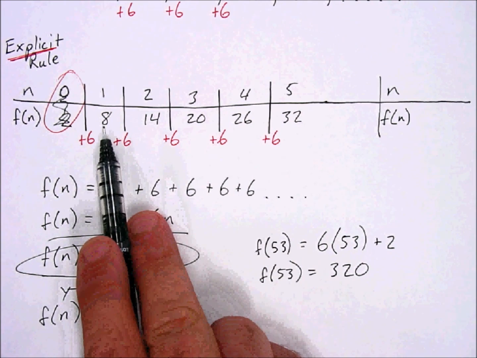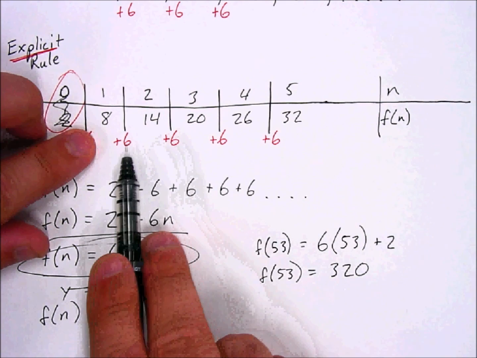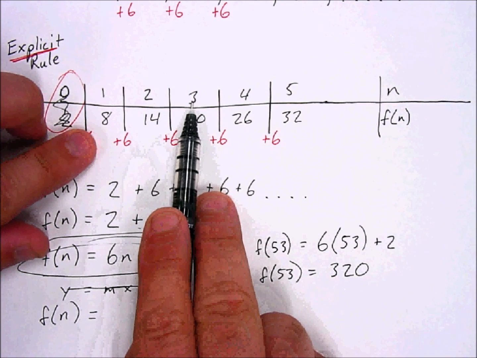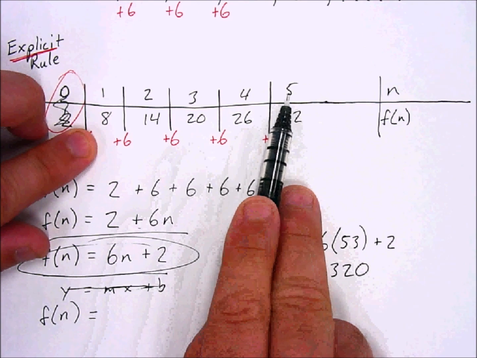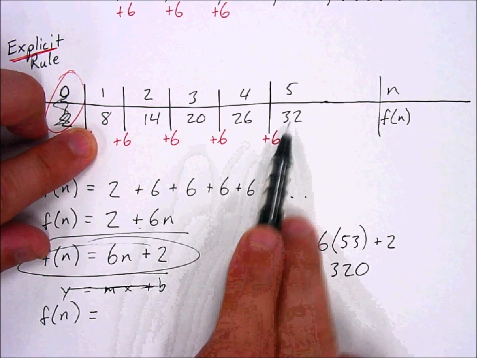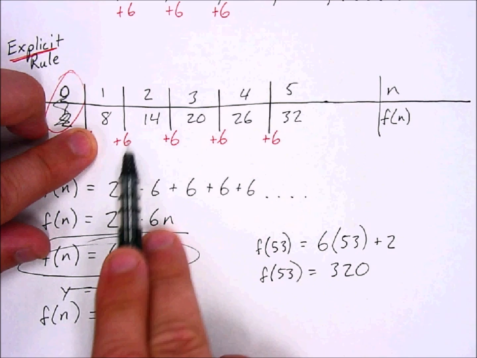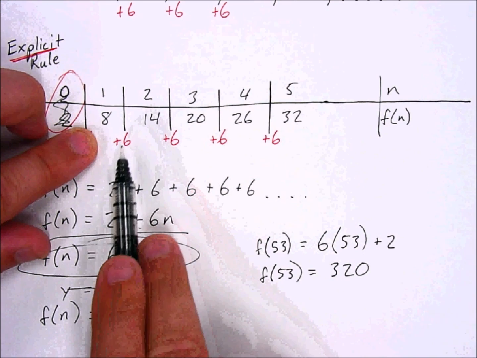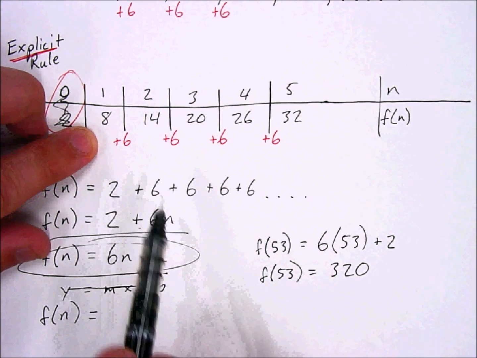If I want to get to this from this 8 to the 20, well, how many times did I have to add 6? If I want to get to that third term, I had to do it twice. Or if I wanted to get to the fifth term, I'd have to do it 4 times. So it's really one less. There's 4 of these to get to the fifth term. There's 1 of these to get to the second term. So the number of times this has happened is 1 less than the actual number.